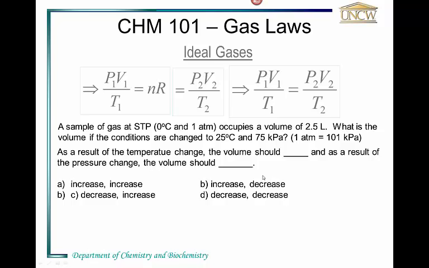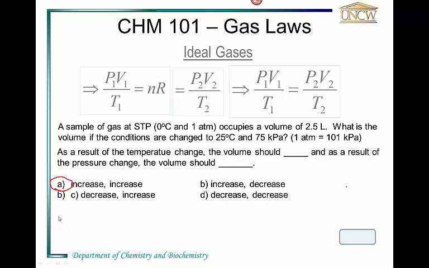Likewise, we're dropping the pressure. And if we drop the pressure, remember pressure times volume is a constant. If P goes down, V must go up. So we would predict in this case that both of those effects, increasing the temperature and decreasing the pressure, would increase the volume. All right, so let's do the calculation and see what happens.